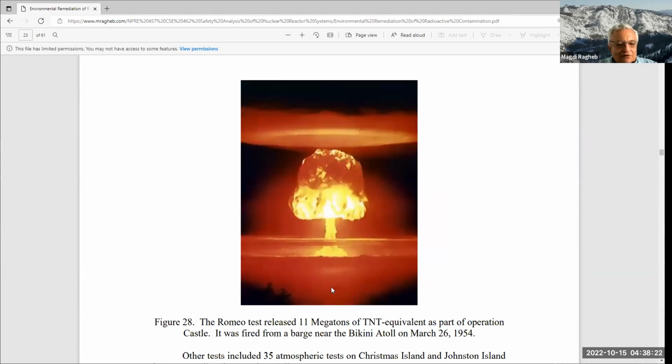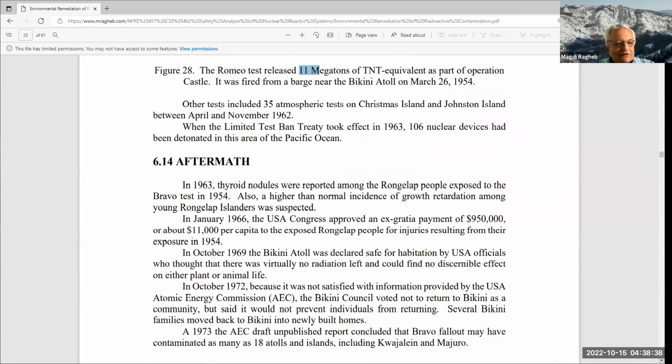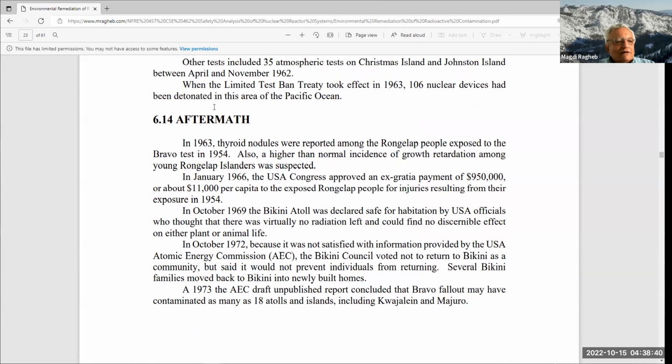This is what's called the Romeo test. That one also released 11 megatons, 1,000 times what was released in the Hiroshima and Nagasaki accident, and that happened in the Bikini Atoll too. So that Bikini Atoll was subjected to lots and lots of testing in general.